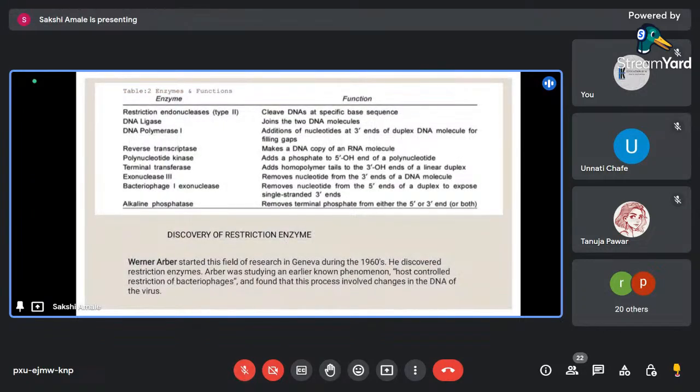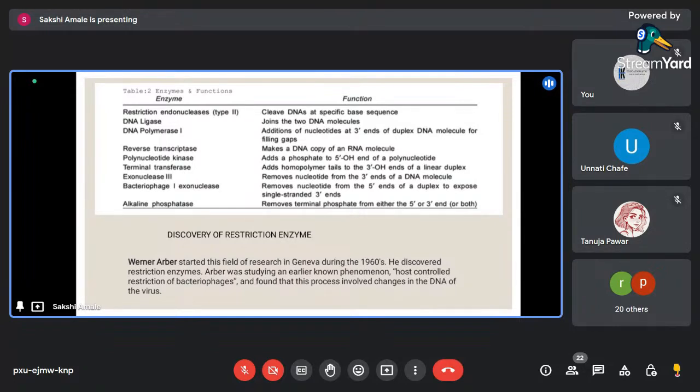So there are some enzymes and their functions. Restriction endonuclease type 2 cleaves DNA at specific base sequences. Second one is DNA ligase, whose function is joining two DNA molecules. DNA polymerase 1 adds nucleotides at the 3 prime ends of duplex DNA molecules for filling gaps. Reverse transcriptase makes a DNA copy of an RNA molecule. Then fifth one is polynucleotide kinase, which adds a phosphate to the 5 prime OH end of a polynucleotide.